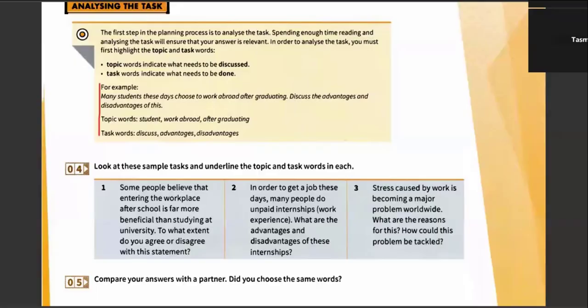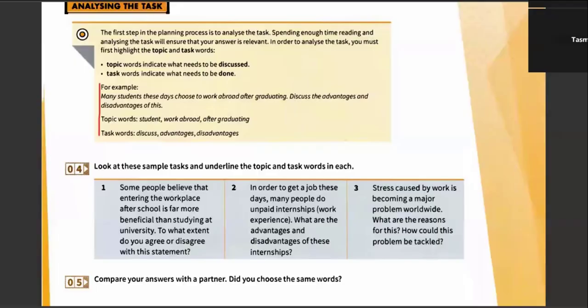Okay, now what about the task words? Agree, disagree, statement. Very good. Agree, disagree, not statement. Extent, because they are asking you about the limitation. To which limit or to which extent, to what extent do you agree or disagree with this? So extent is necessary, and then agree and disagree. Well done, you recognized most of the words correctly.